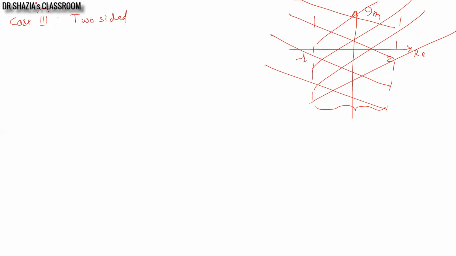X of t is a two-sided signal. So for a two-sided signal, this is the only possibility: the first signal has an ROC on the right-hand side and the second signal has an ROC on the left-hand side, so that we have a common ROC between -1 and 2. For the fourth combination, there is no common ROC, so X of s does not exist.